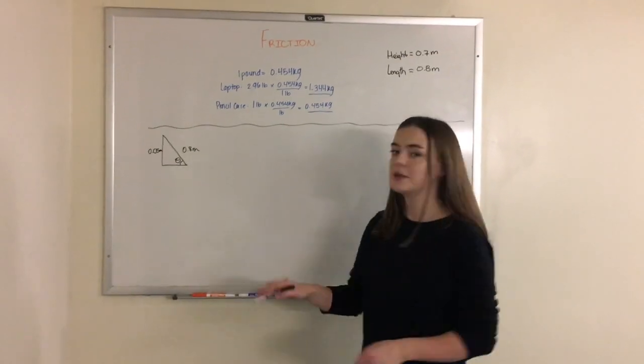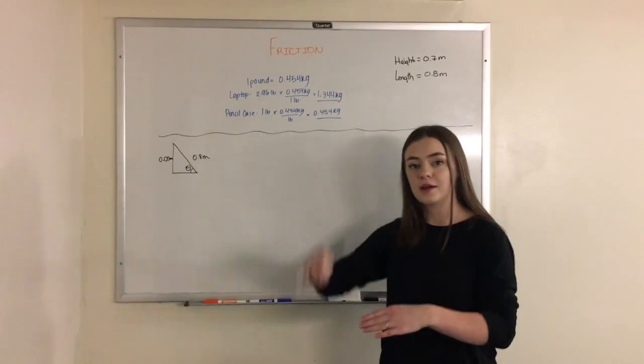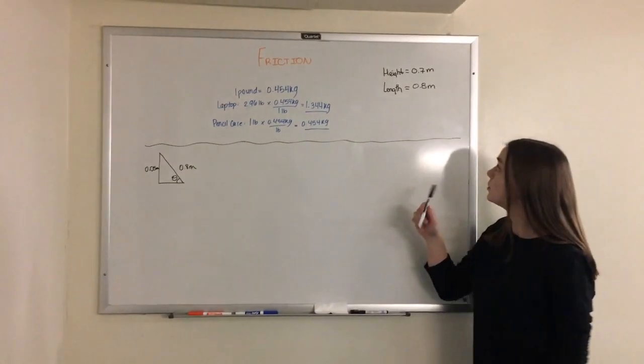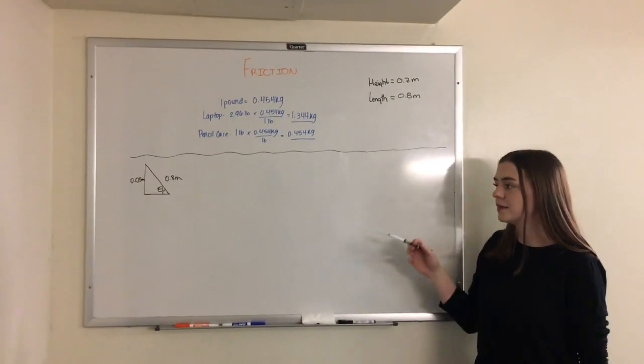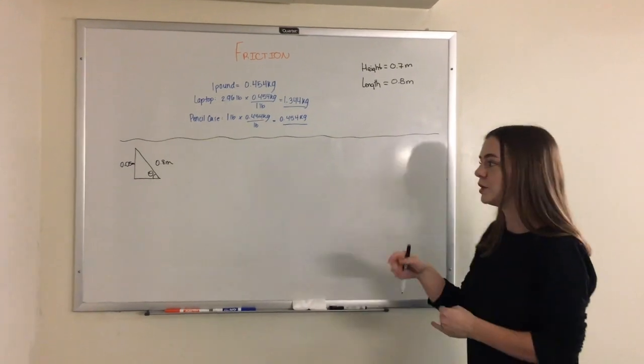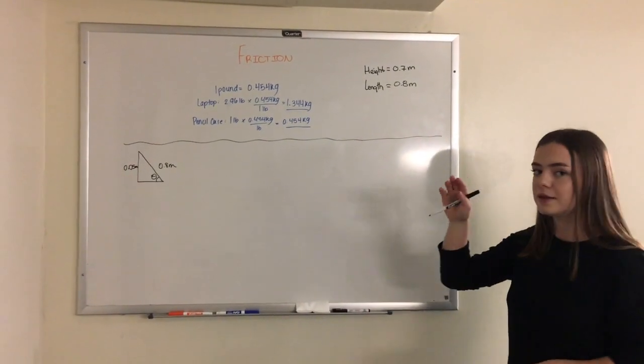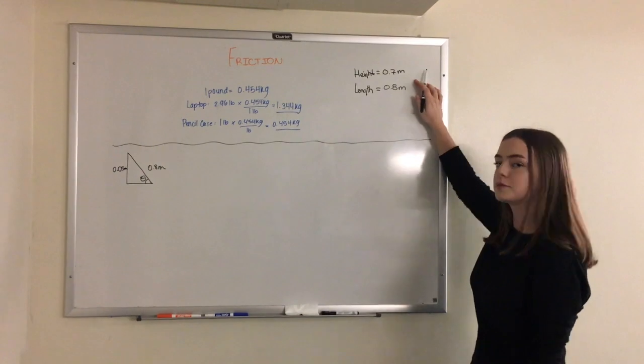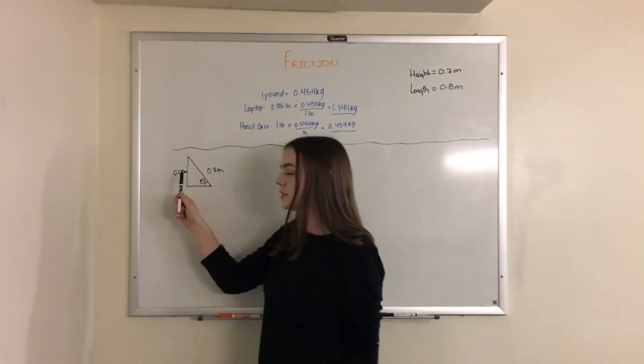Good. Okay, so when the laptop just began to slip, we measured the height from the ground, and we found that to be 0.75 meters. And then to get the actual angle of inclination, we only need the height of the raised end minus the height of the table, which was 0.7. So we found that to be 0.05 meters.